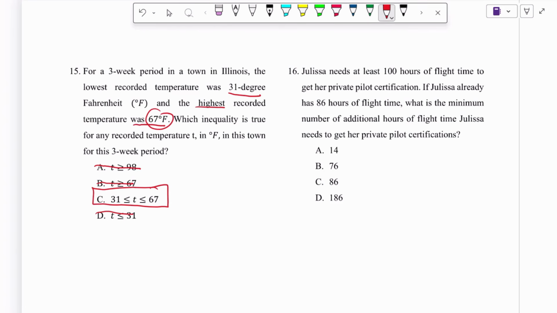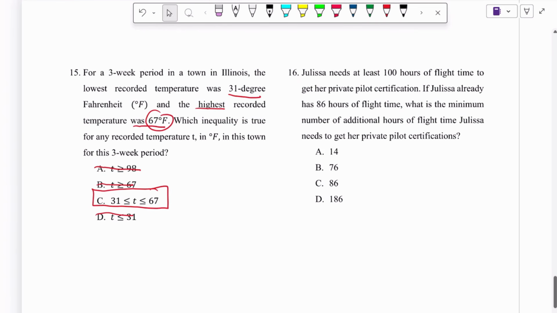All right, problem 16, the last one of this packet. Julissa needs at least 100 hours of flight time to get her private pilot certification. If Julissa already has 86 hours of flight time, what is the minimum number of additional hours of flight time Julissa needs? So I'm going to take 100. I'm going to subtract away the 86. Okay, the minimum hours to get to the 100-hour requirement is going to be 14 hours. Answer choice A.